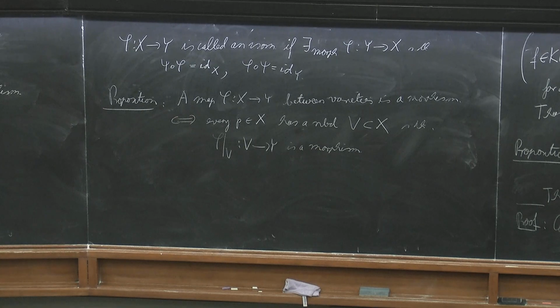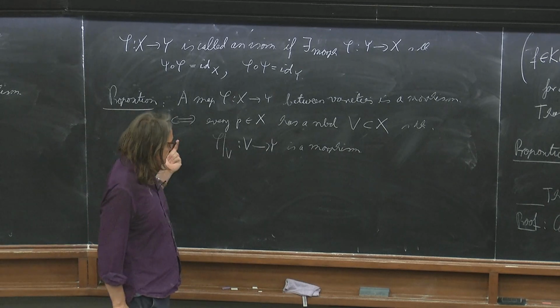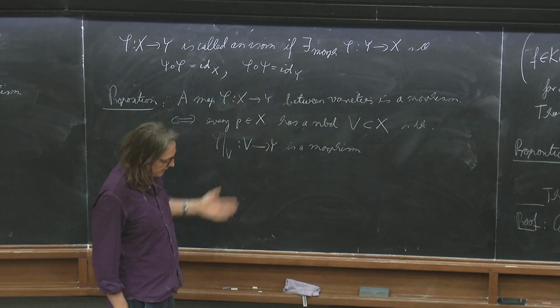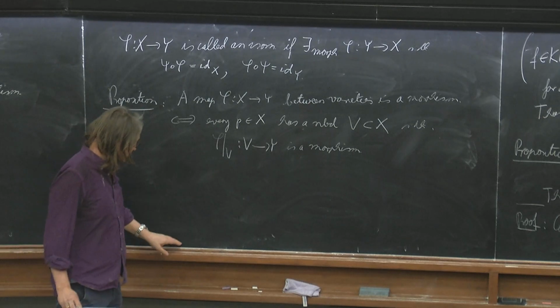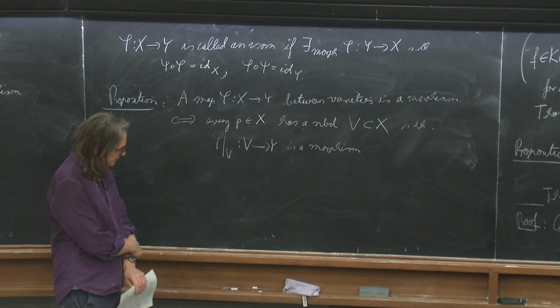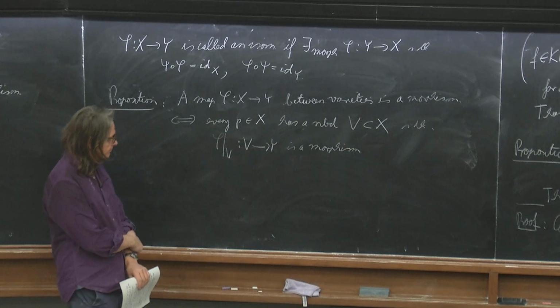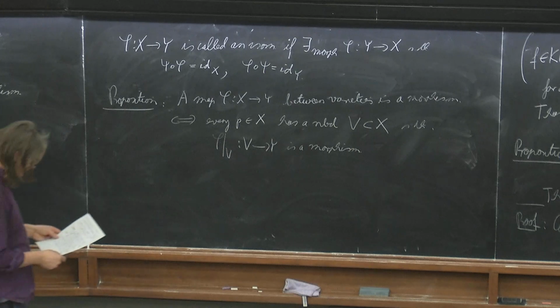Again, this is quite easy because being continuous is a local property. So any map phi from X to Y between topological spaces is continuous if and only if every point in the source has a neighborhood such that if I restrict my map to this neighborhood, it's continuous. Now this follows directly from the definitions. And for the pullback, it's basically the same.